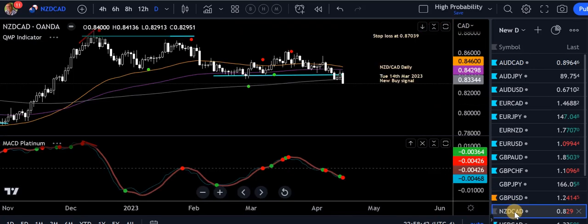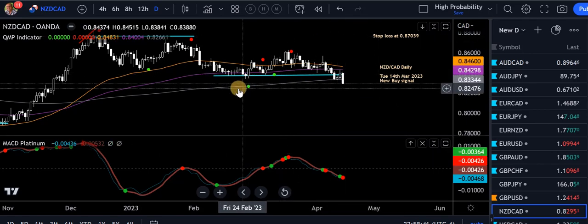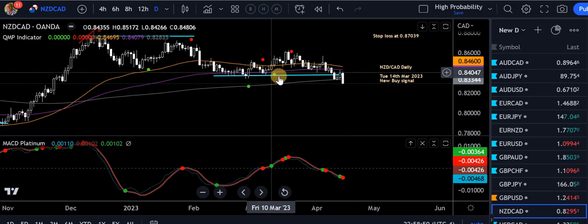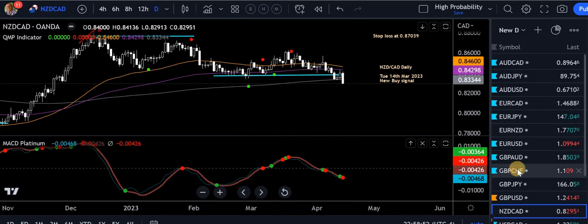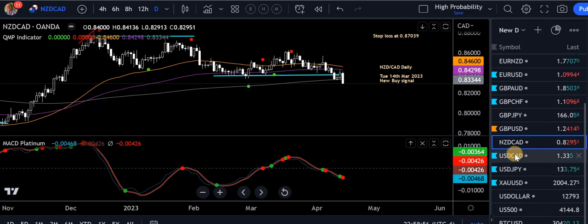New Zealand CAD, nothing on. Broke this previous low now. Looks like we're heading down. We're just waiting for a better signal. We got mucked around a bit here, had a couple of trades out at break even. No great losses, just not moving nicely enough. So I just cut my risk and got out.